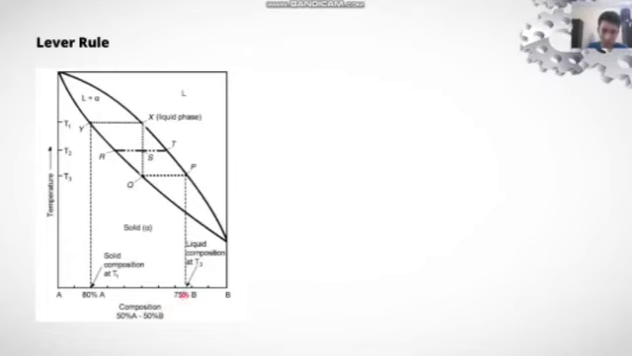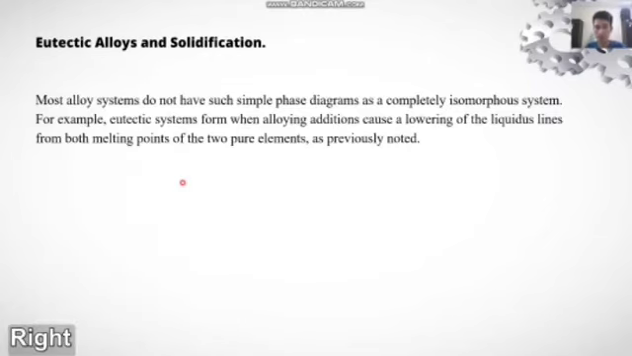The composition of the last remaining liquid phase just prior to complete solidification would be 25% A and 75% B at point P. Eutectic alloys and solidification. At all non-eutectic compositions, the composition of the solid and liquid phase and the amounts of solid and liquid phase at any partially solidified material may be calculated in the same way as those of the isomorphous system.